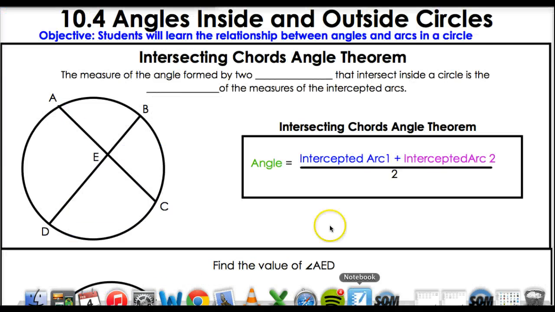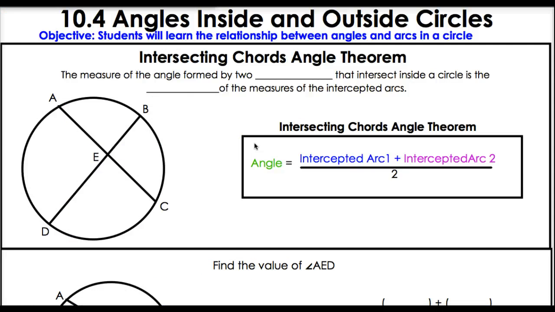Okay, let's start the lesson. Hey, welcome to lesson 10.4, angles inside and outside of circles. Today you're going to be learning two interesting theorems involving angles that are both, well, I said it, inside and outside of circles. All right, our first theorem is the intersecting chord angle theorem.